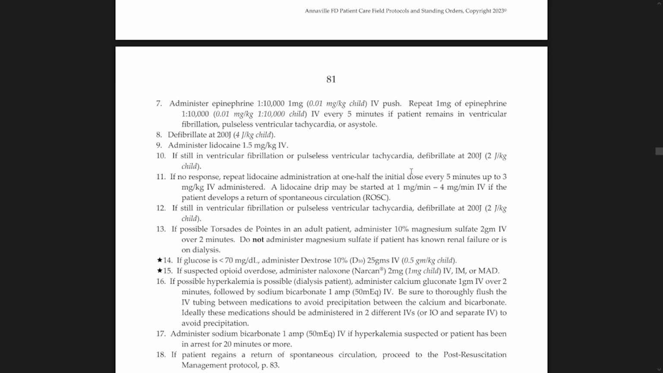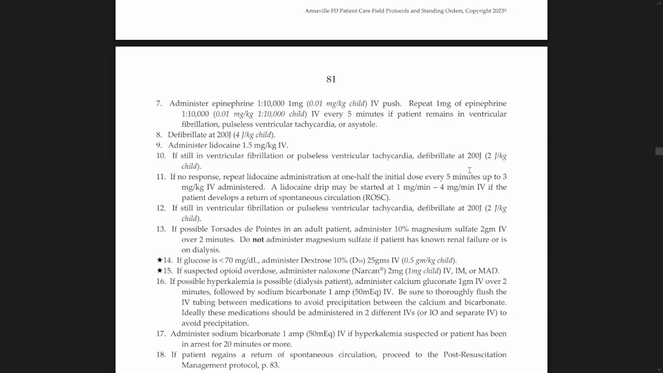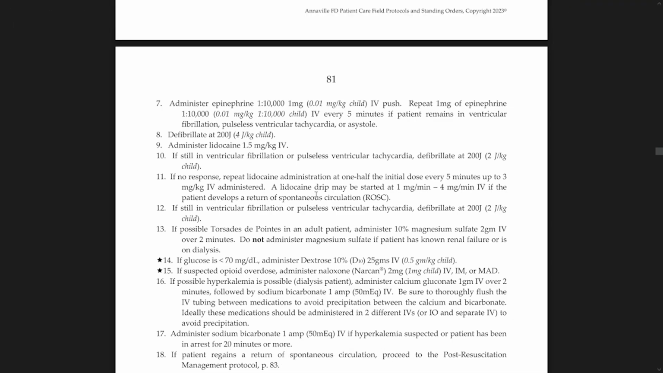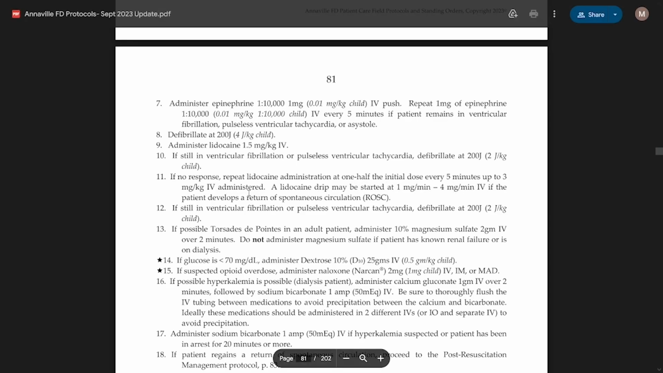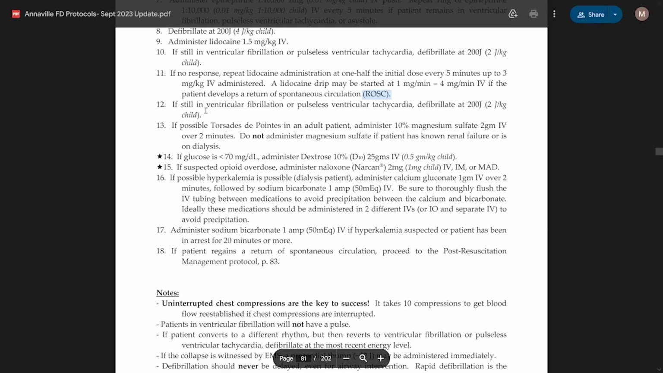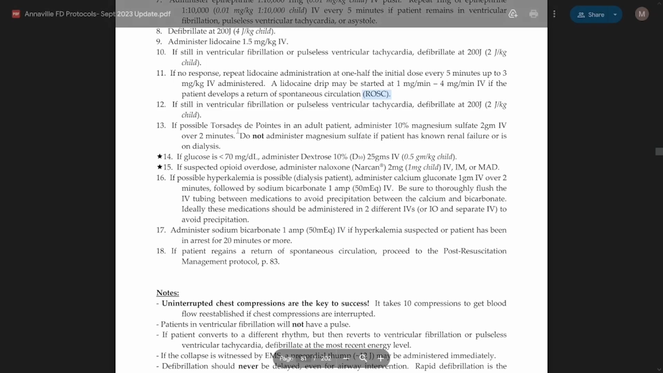for a child. If no response, repeat the lidocaine administration at 1/2 the initial dose every 5 minutes, up to 3 milligrams per kilogram in total to be administered. A lidocaine drip may be started at 1 milligram to 4 milligrams IV if the patient develops a return of spontaneous circulation, known as ROSC. If the patient is still in VFib or pulseless VTach, defibrillate at 200 joules or 2 joules per kilogram.